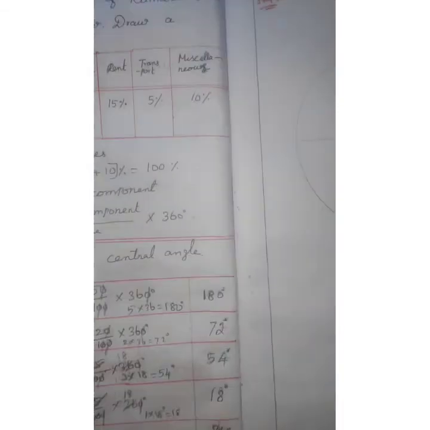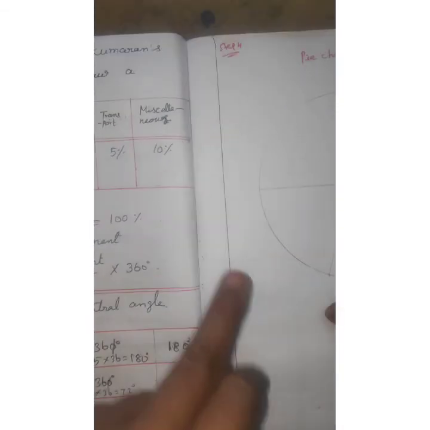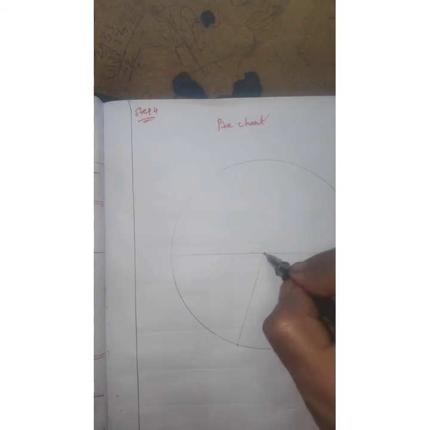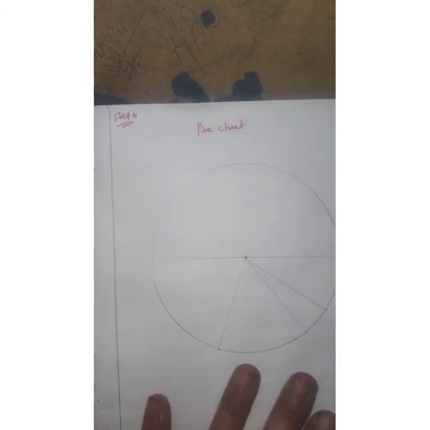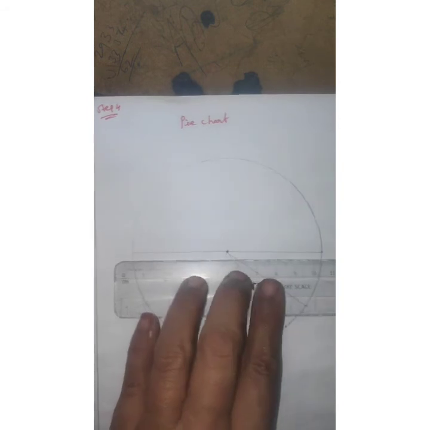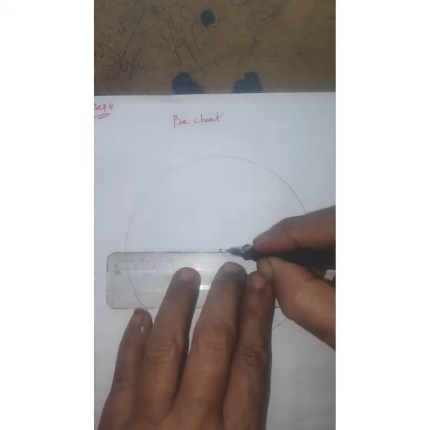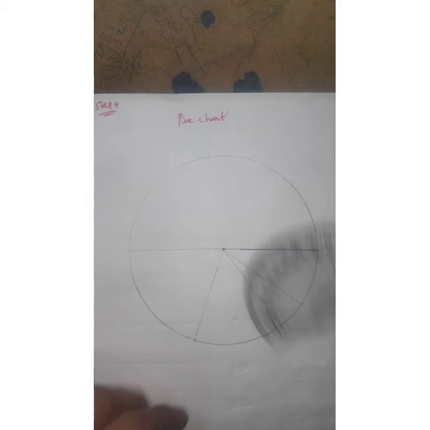Now you draw the pie chart. Pie chart for the first answer, 180 degree. First draw the circle, then the center point, and first you draw the radius. First draw a small radius. You measure 180 degree. 180 degree is only a straight line.